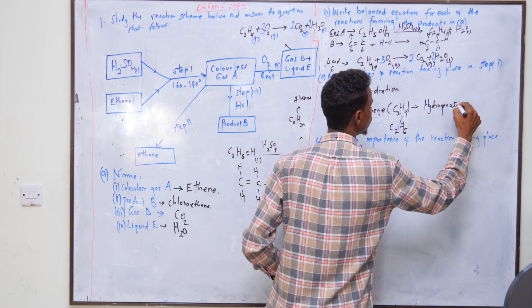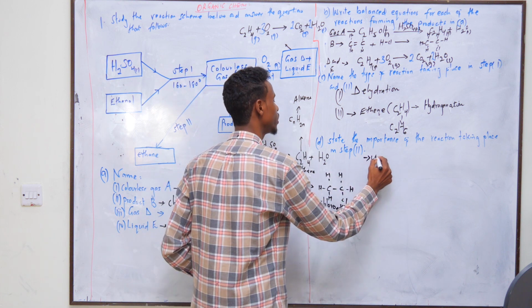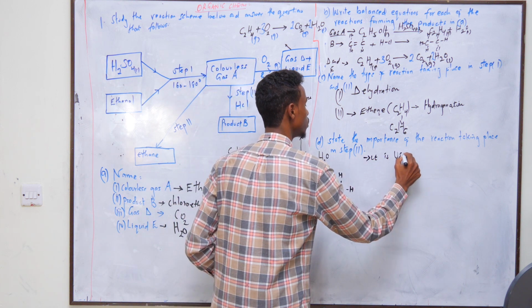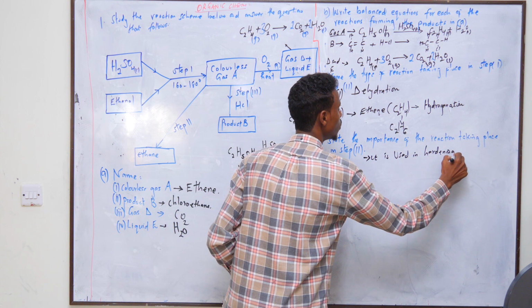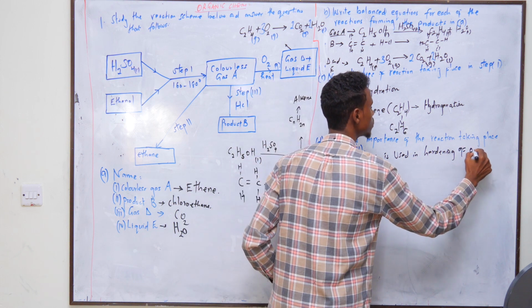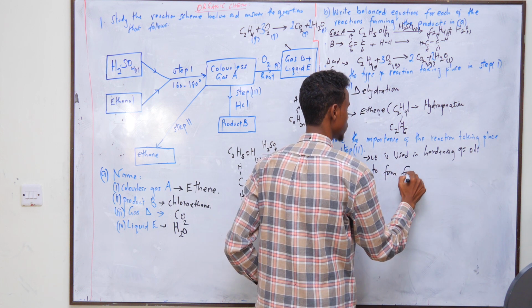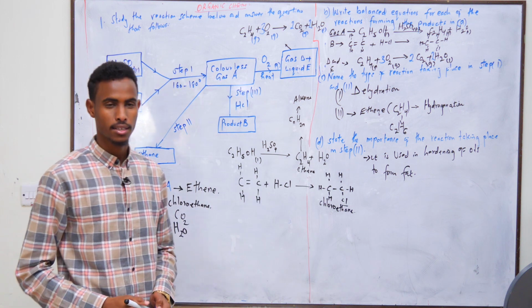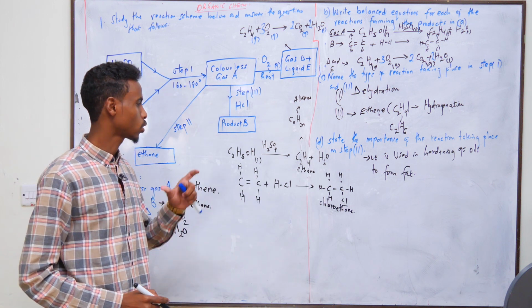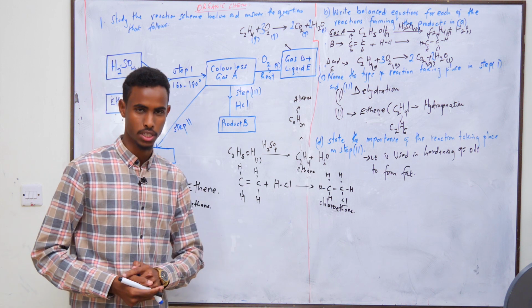Hydrogenation. Very good. What's the importance? It is used in the hardening of oils to form fat. Basically, that is a brief and quick overview of a question about organic chemistry.